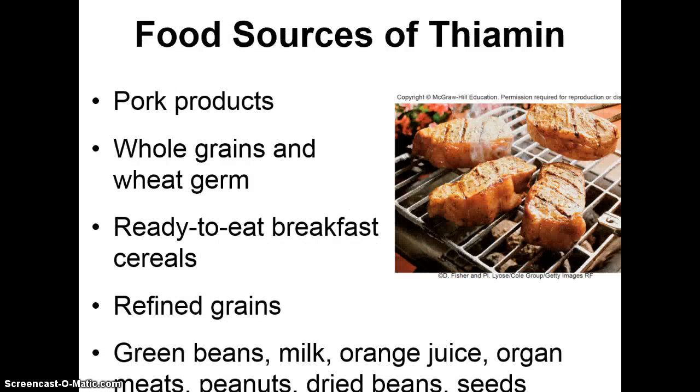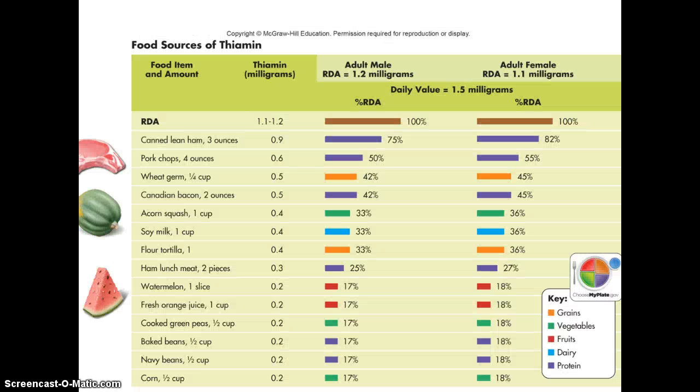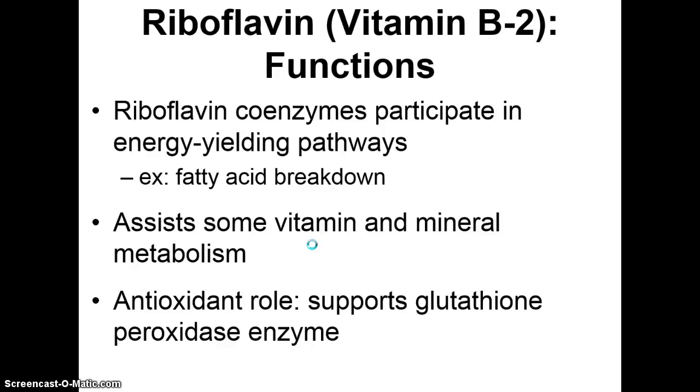And where do we get it? We get it from pork products, which are extremely high, whole grains, wheat germ, ready-to-eat cereals, and enriched grains, or refined enriched grains, green beans, milk, orange juice, organ meats, peanuts, dried beans. You can see there it's in a wide variety of foods. And here gives you a little picture view of what foods are high in thiamine. And if you can tell by the colors of the food groups, it's in a wide variety of food groups. All right, B2, riboflavin.